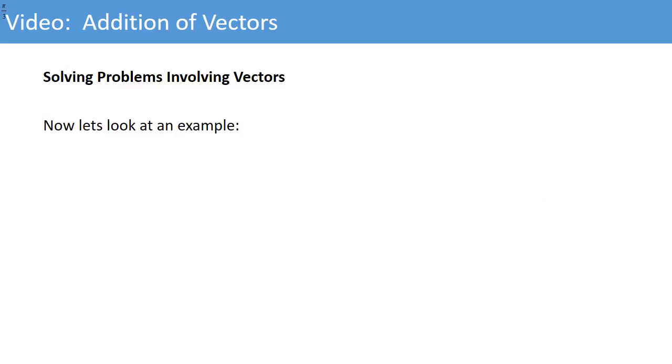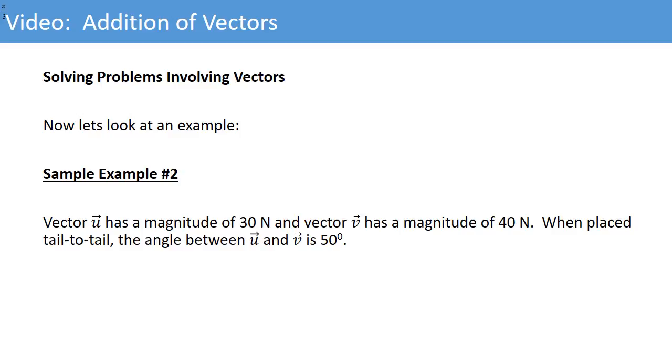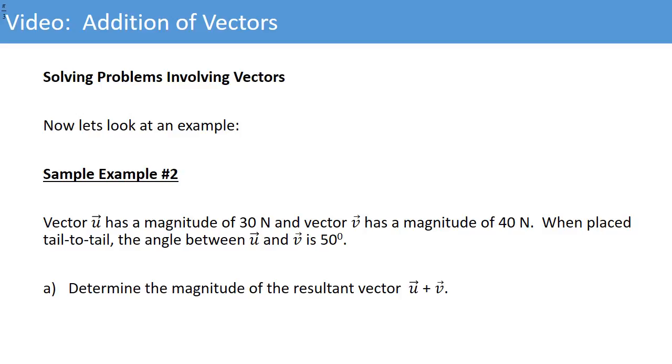Now let's look at a second example. Example number 2. Vector u has a magnitude of 30 newtons, and vector v has a magnitude of 40 newtons. When placed tail to tail, the angle between u and v is 50 degrees. Determine the magnitude of the resultant vector u plus v. Determine the direction of the resultant vector u plus v.